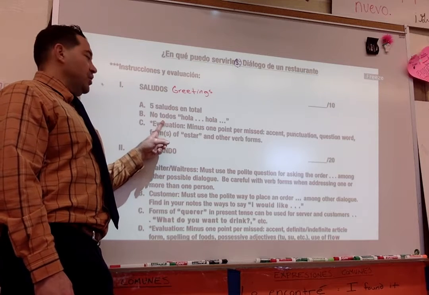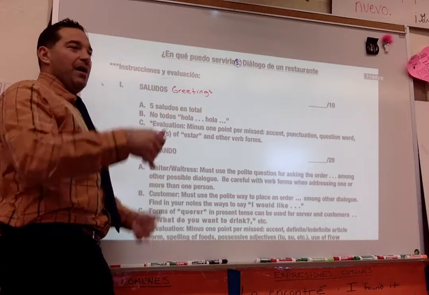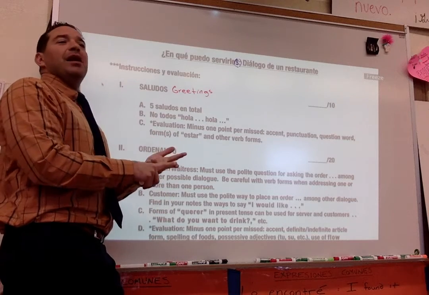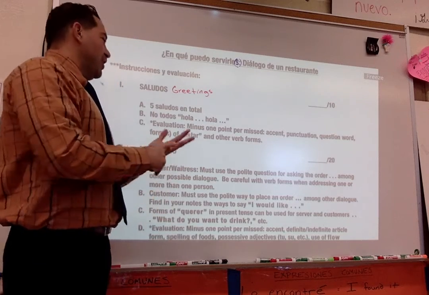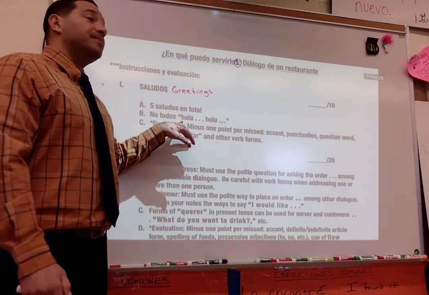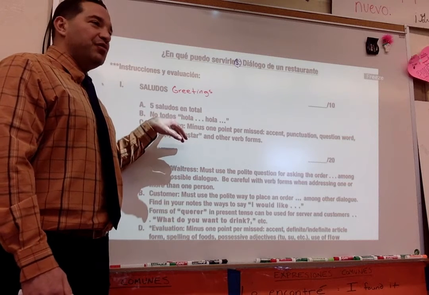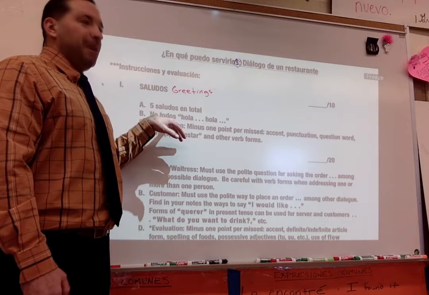Look at this. Hola, hola, hola. You can't just say hola. Hey, hola, there's one. Hola, there's two. Hola, there's three. Hola, there's four. You can't do that for all five of them. You just can't say hola for all five of your greetings. Right.